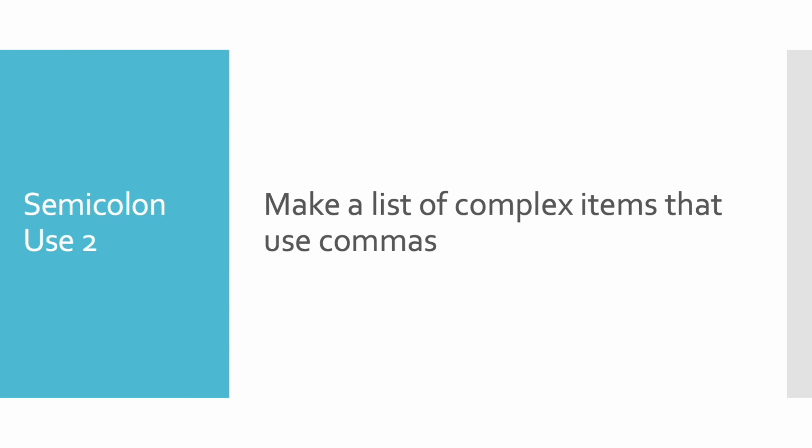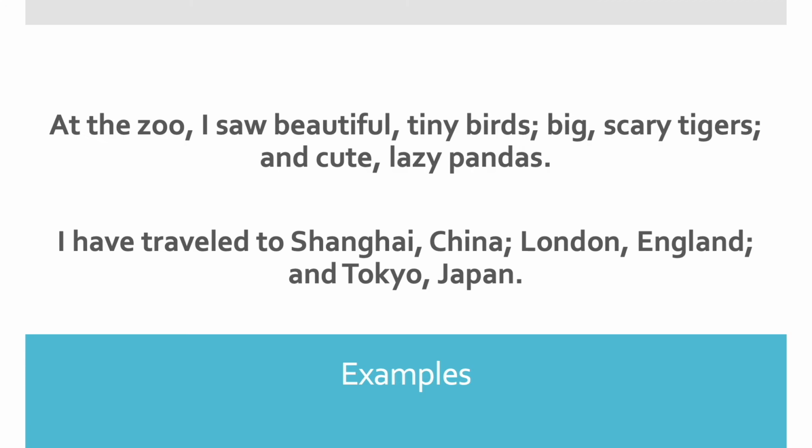The second use for semicolons is making a list of complex items that use commas. This one is both rarer and trickier than the first use, so let's take another look at some examples. In the first sentence, each item includes a set of coordinating adjectives that need to be separated by a comma. Because of this, using a comma to connect all of these items would make things confusing. Instead, semicolons can be used where commas would normally be.